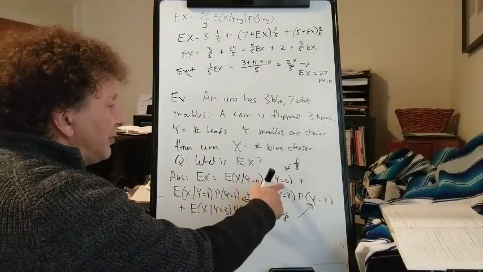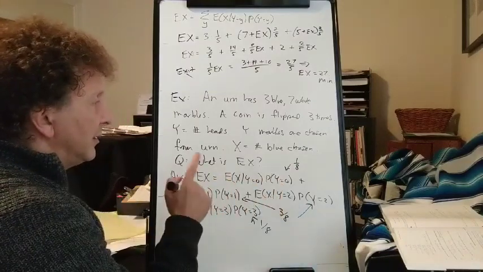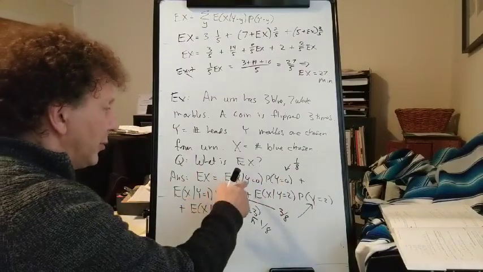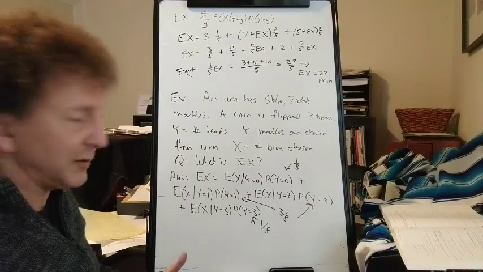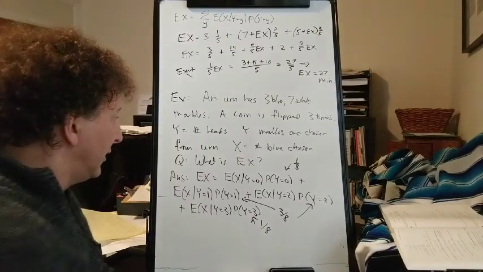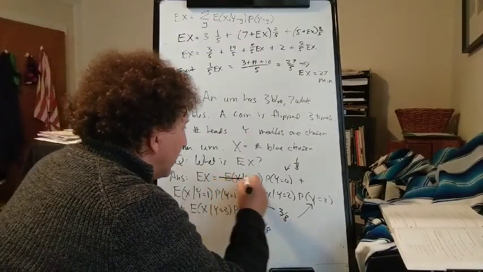Now if Y equals 0, no heads, that means that we're choosing 0 marbles from the urn. So if we're choosing 0 marbles, obviously we're not getting any blue marbles at all. So this is just 0.